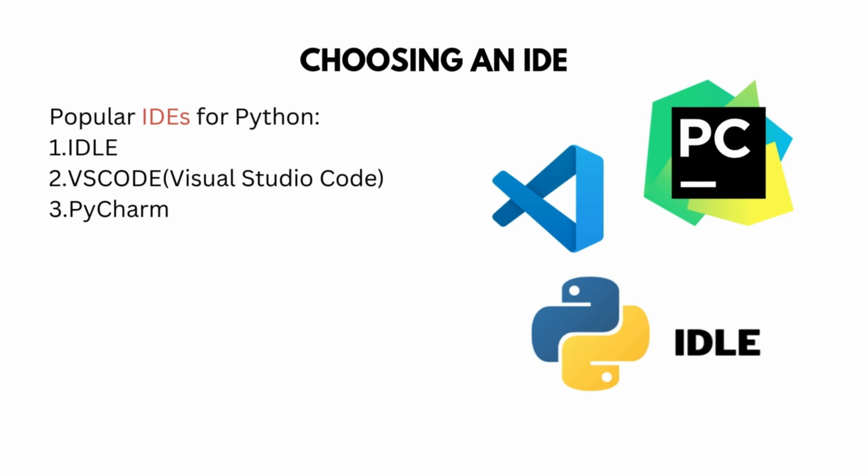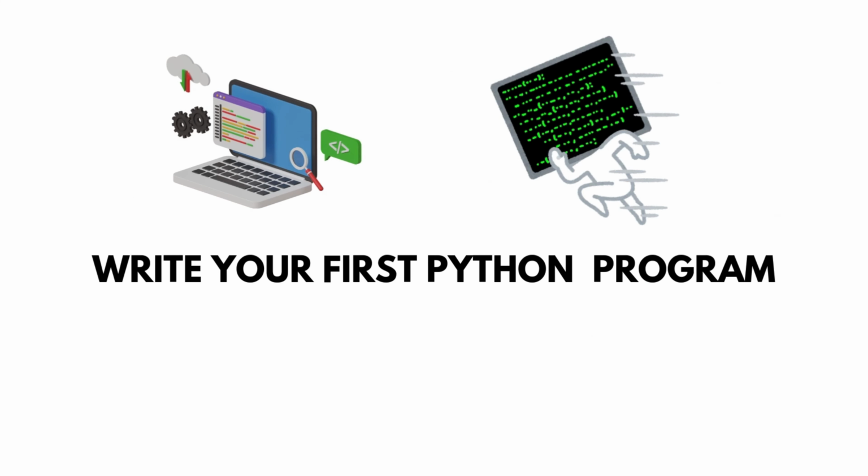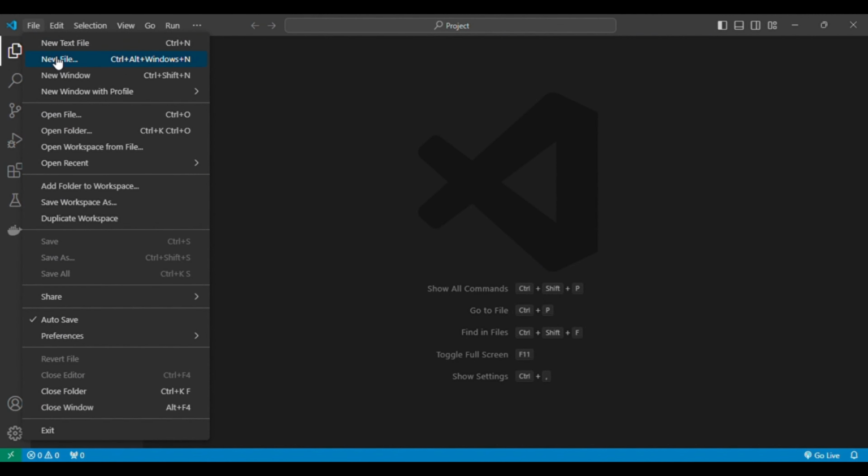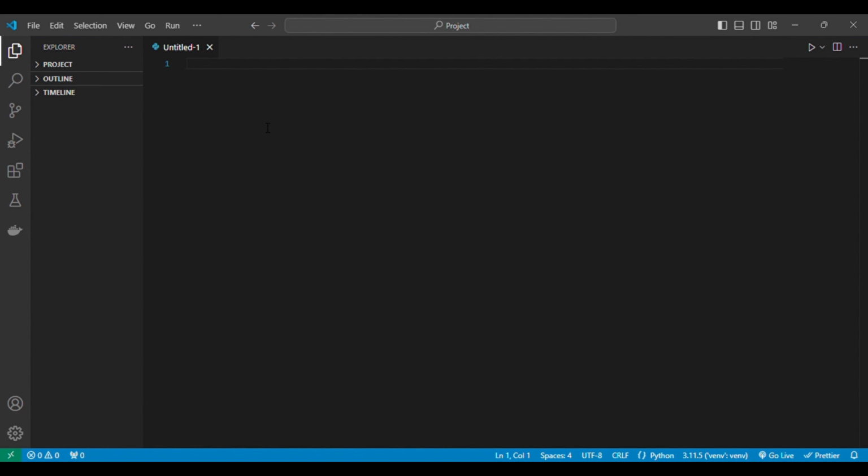Alright, we have installed Python, chosen our IDE. Now let's write our first Python program. It is tradition that the first program you write in any programming language is one that prints hello world to the screen. Let's open your IDE. I will use VS Code for this example. Once it is open, create a new file and save it with the .py extension. I will name my file hello.py.